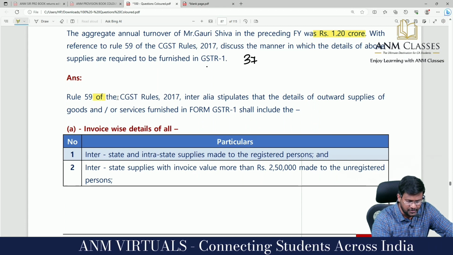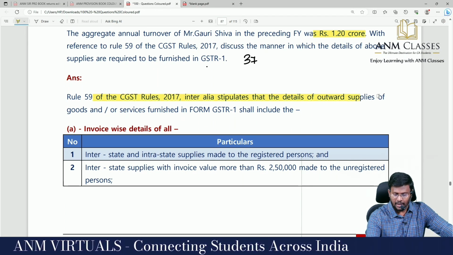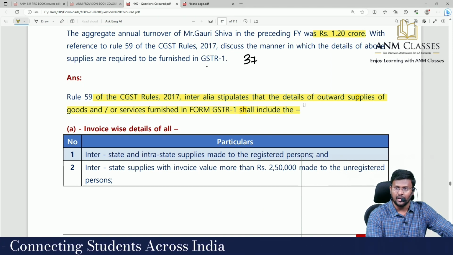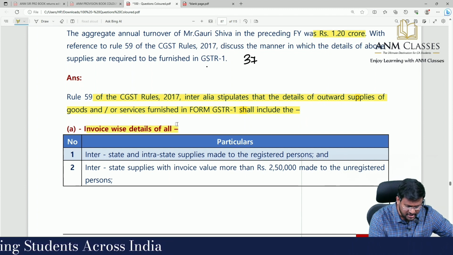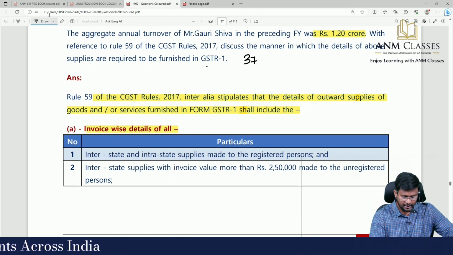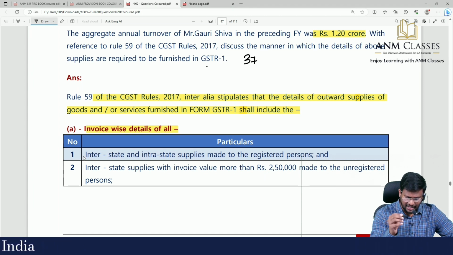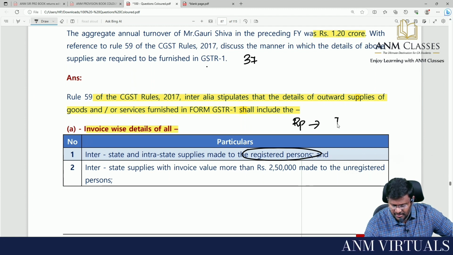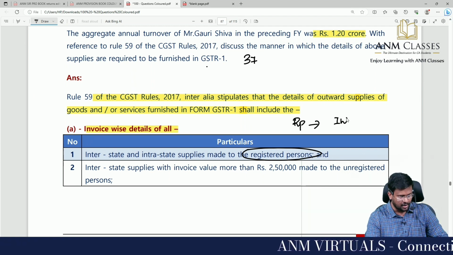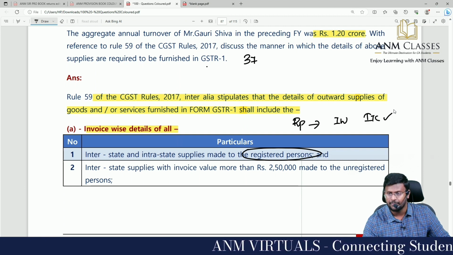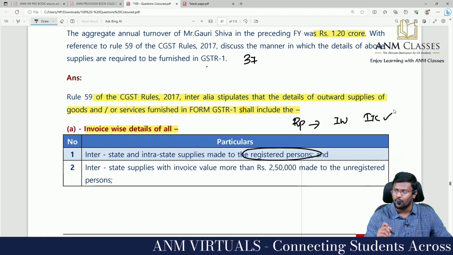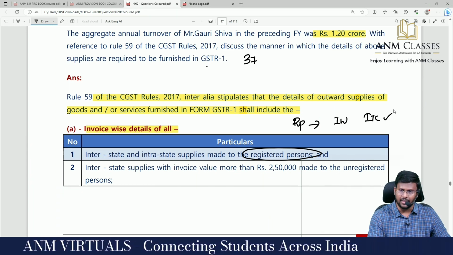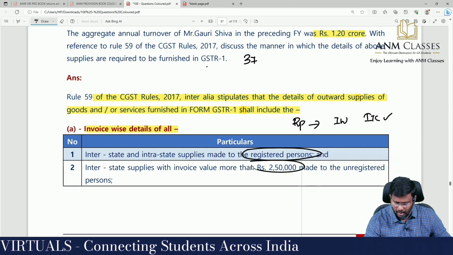Rule 59 of CGST Rules inter alia stipulates that details of outward supply of goods or services furnished in form GSTR 1 shall include invoice wise details. What wise details have to be given? For interstate and intrastate supply, to what person? That is, if it is a registered person, invoice wise details have to be given, because a registered person needs to take ITC. So consolidated upload is not enough. What has to be given? Interstate supply with invoice value more than how much?